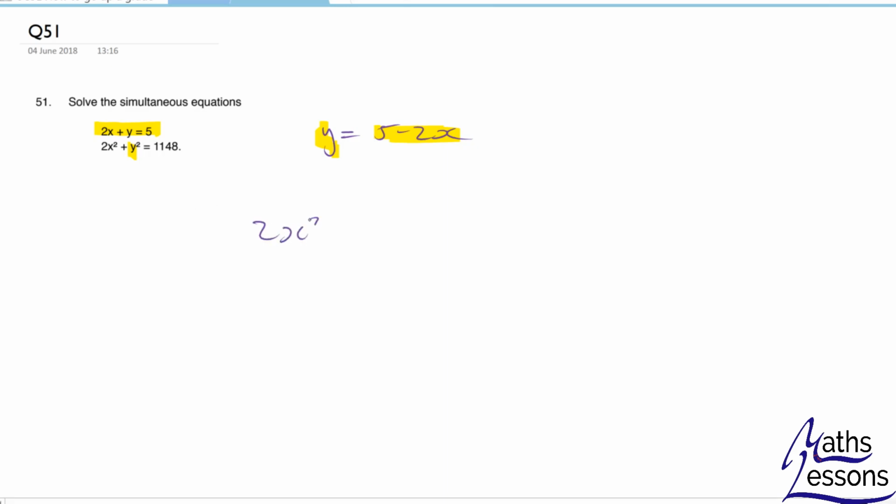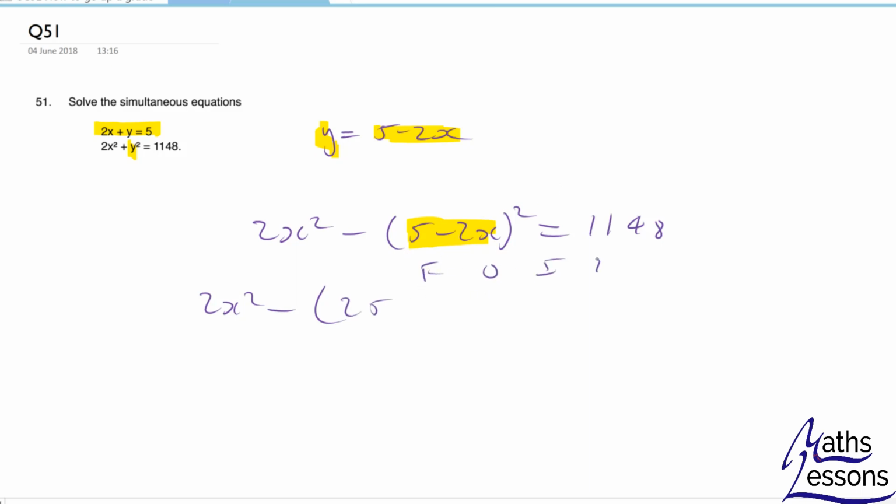So I get 2x squared minus 5 minus 2x, because that's what y equals, squared, 1148. So what I've done is I replaced the y with 5 minus 2x. So square that all out. So we get 2x squared minus, open brackets, 5 squared is 25. Now remember, you've got to FOIL this. A very common mistake is just to square this and square this. This means 5 minus 2x times 5 minus 2x.